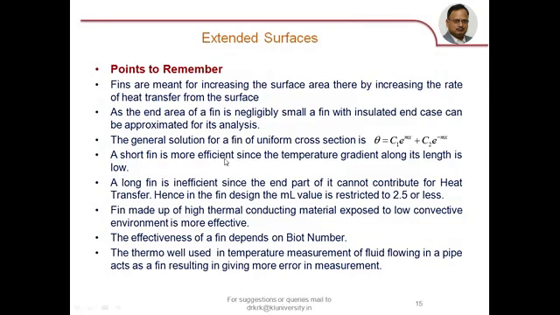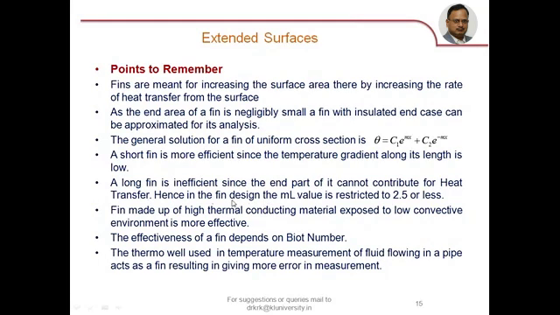A short fin is more efficient since the temperature gradient along its length is very low. If you take a long fin, there will be a lot of variation of temperature. At the end part, it becomes very low, and hence the end part may not be able to contribute much to the heat transfer. A long fin is inefficient since the end part of it cannot contribute to heat transfer.